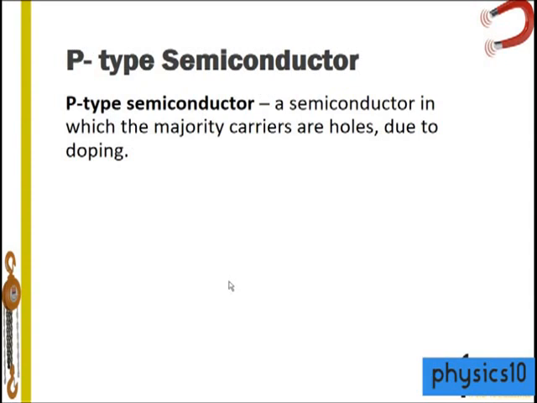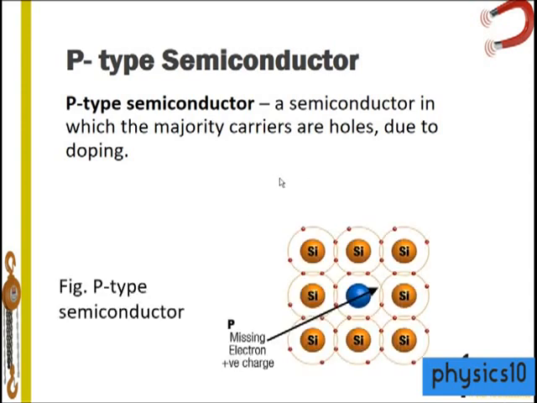Now let's have a look at another type of semiconductor, which is called a p-type semiconductor. The difference between this type of semiconductor compared to, say, the n-type semiconductor is that the major carriers are what we call holes. So let's explain that in terms of how we came to that assumption.